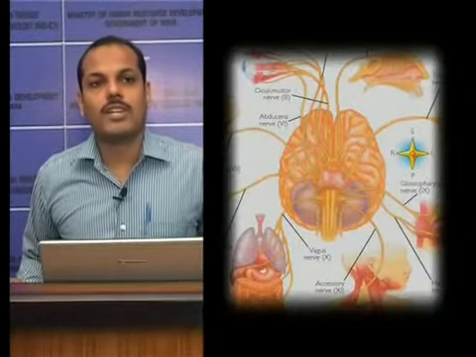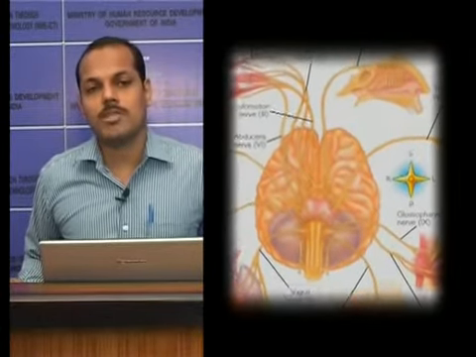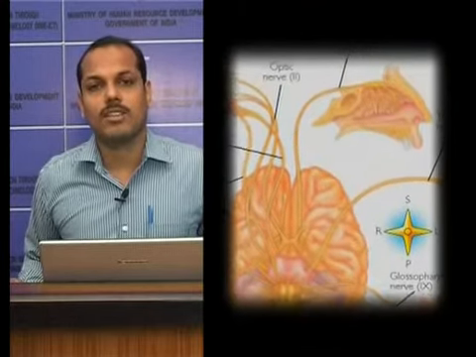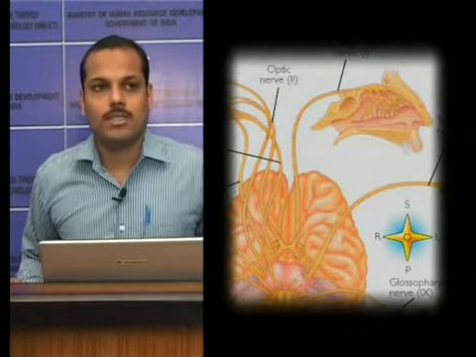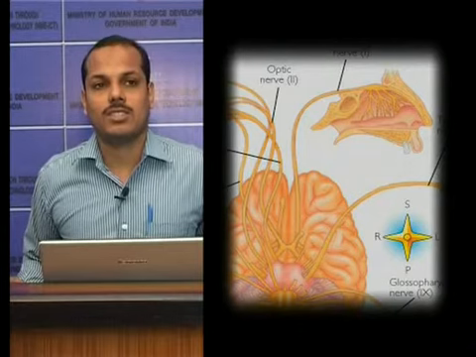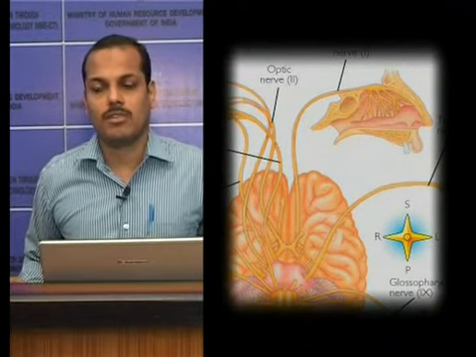Now, we will go through each nerve separately. The first nerve we already discussed is the olfactory nerve. As the name itself tells us, it is the nerve of smell. It carries special afferent fibers for smell.